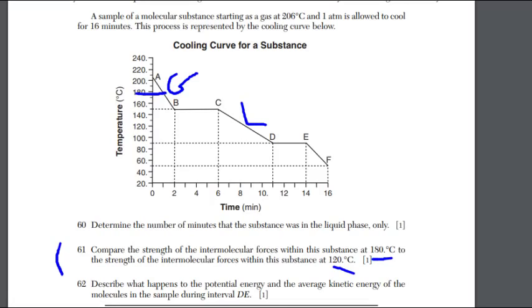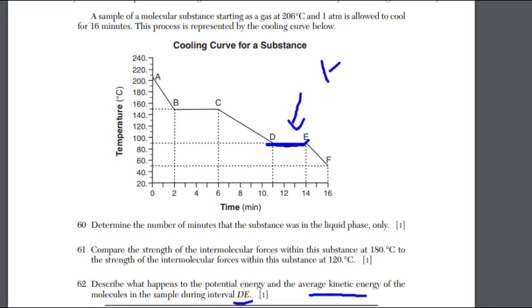All right, let's go to 62. Describe what happens to the potential energy and the average kinetic energy of the molecules in the sample during interval DE. So DE here, we're at a plateau. What that means is, since we have a horizontal line, temperature is remaining constant. That means kinetic energy is constant or stays the same.